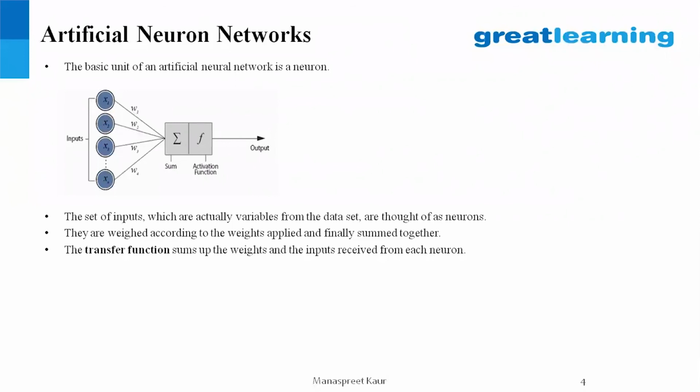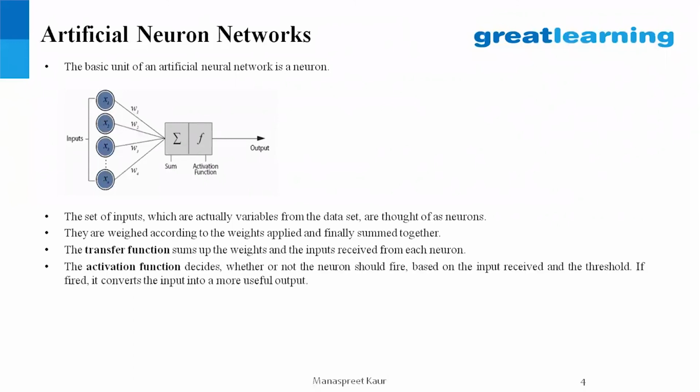So it will sum up the weights and the input that it receives from each of the neurons. The next step is to go to the activation function, which will decide whether or not a neuron will fire. This is similar to the biological neural network, wherein with the threshold, we decide whether or not the information should be sent to the next layer.